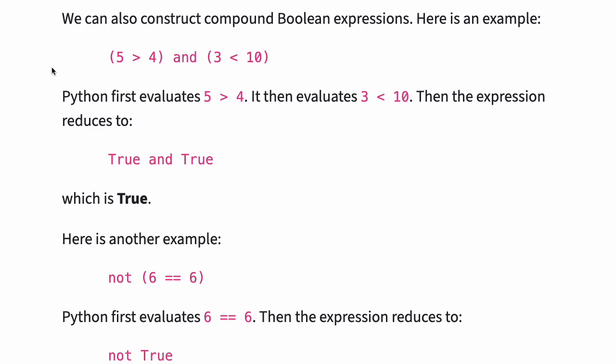We can also construct compound Boolean expressions. Here's an example. Python first evaluates 5 is greater than 4. It then evaluates 3 is less than 10. Then the expression reduces to true and true, which is true. Here's another example. Python first evaluates 6 equals 6. Then the expression reduces to not true, which is false.